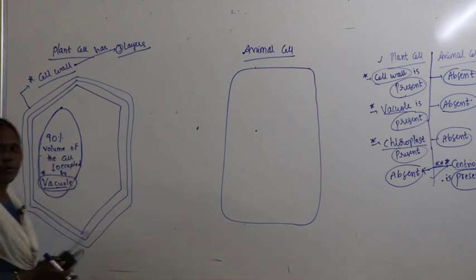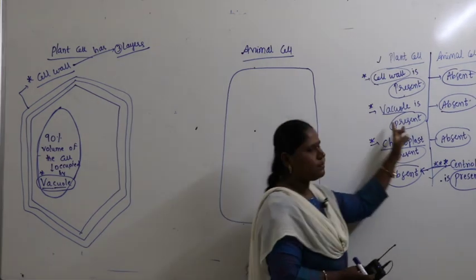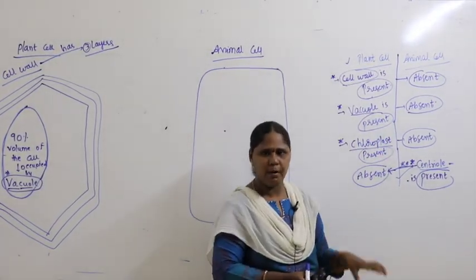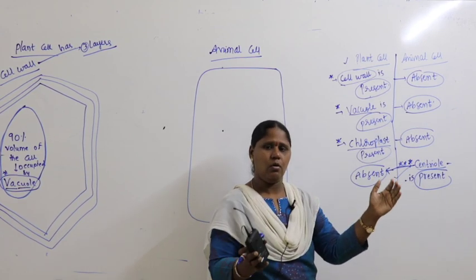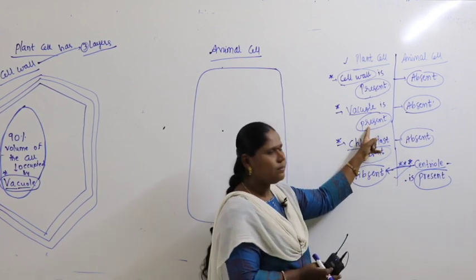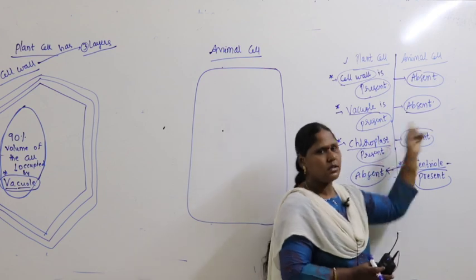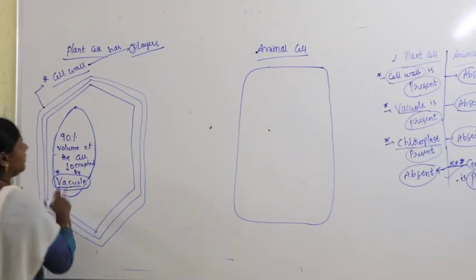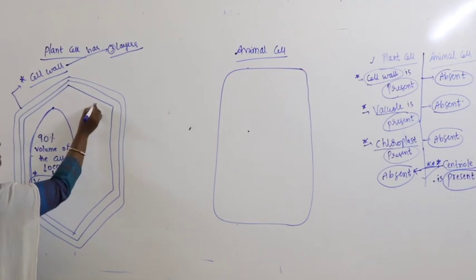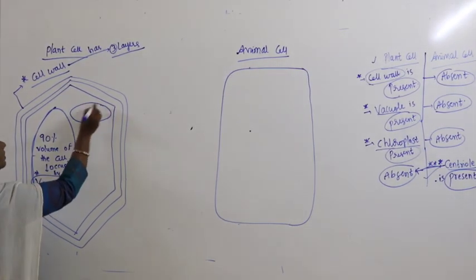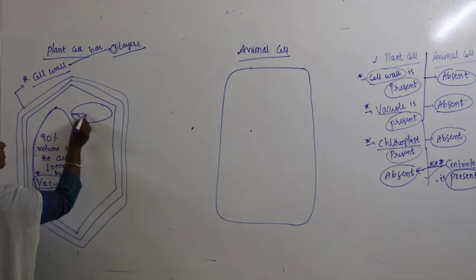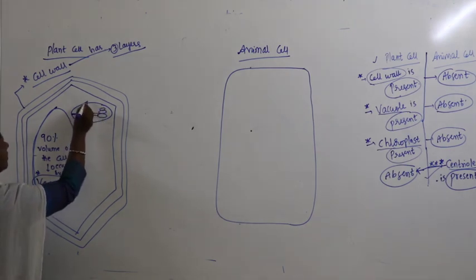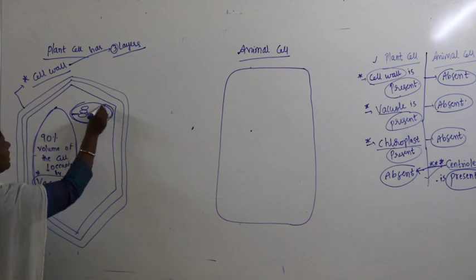So what is the second point we write? Vacuole is present, that is 90% of the volume of the plant cell is occupied by a bigger one called vacuole. Vacuole is present in plant cell and absent in case of animal cell. Then importantly, we have what's called chloroplast. This is what I am drawing, chloroplast. This is how it looks like. It is a double membrane bound cell organelle.